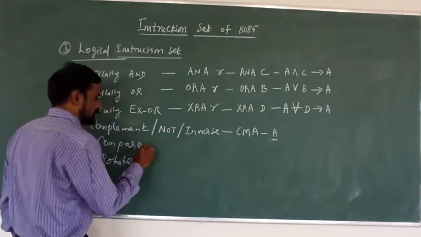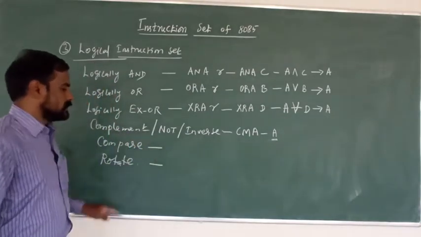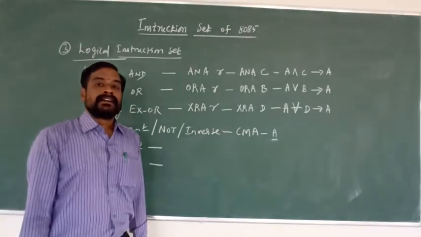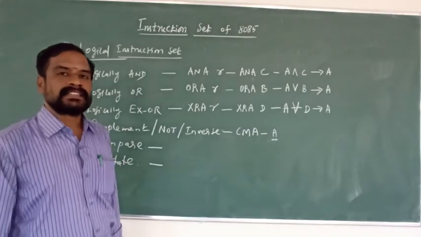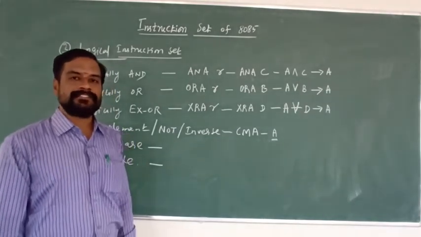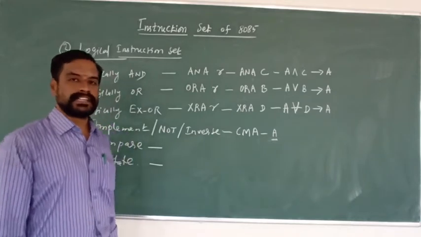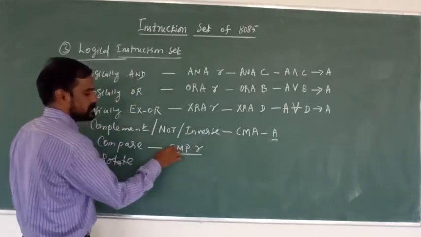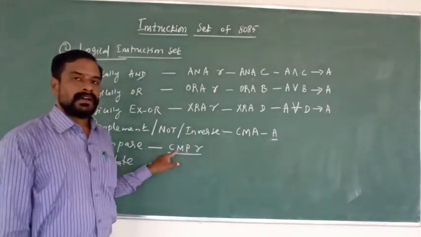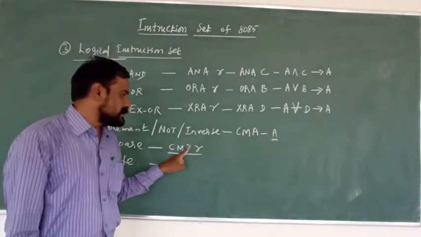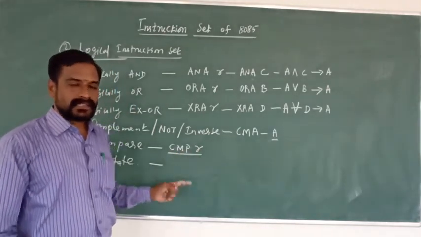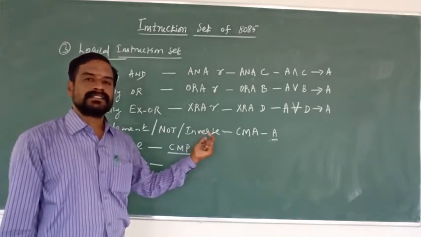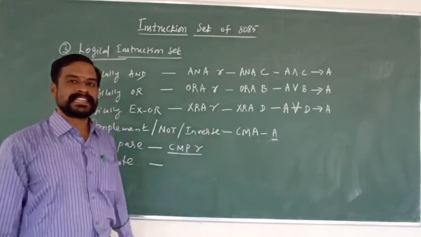And compare and rotate. Here, to compare the two data and to check the flag register status, either carry flag, sign flag, zero flag, set or reset, for that we can use the CMP instruction. CMP means compare the default accumulator with the given register content. Now compare these two data and check the carry status, zero flag status and sign status, whether it is set or reset.